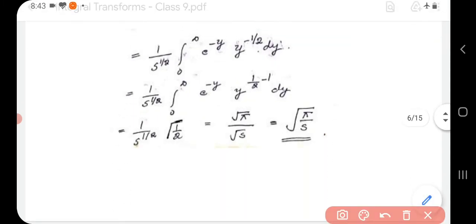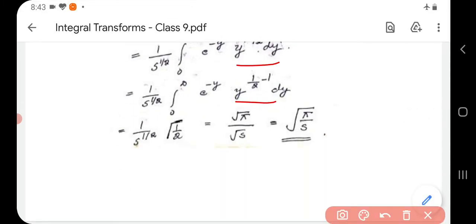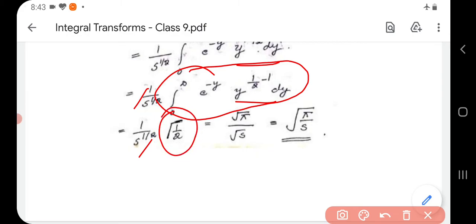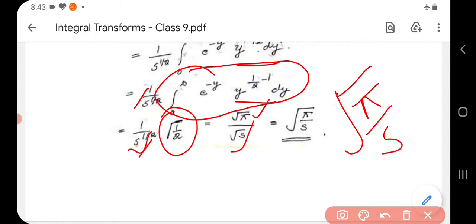Now y raised to minus half can again be written as y raised to half minus 1. This is kept as such. Now this term is equal to gamma 1 by 2. The value of gamma 1 by 2 is root pi. Root s is kept as such. So the Laplace transform of 1 by root x is root of pi by s. So study this derivation very well.